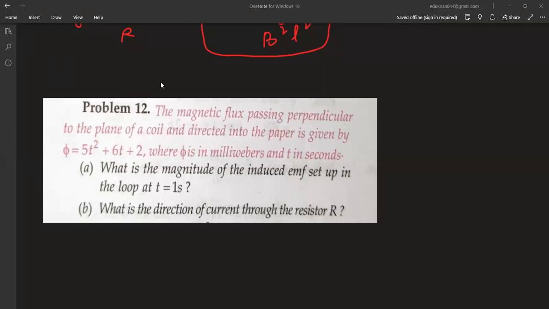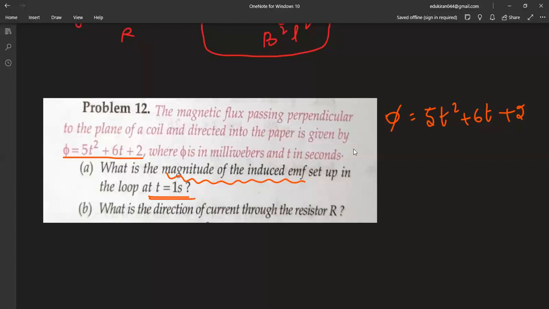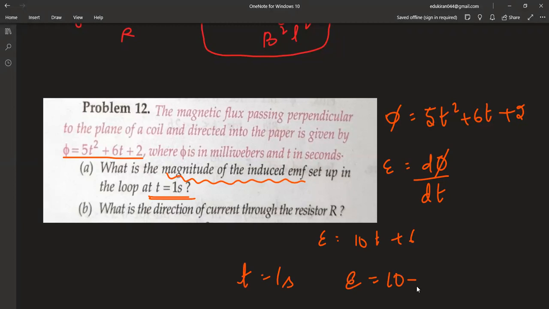Okay, see, this says that magnetic flux passing perpendicular to the plane of a coil directed into the paper is given by, this is the value of flux, phi is equal to 5t square plus 6t plus 2. You have to calculate the magnitude of induced EMF set up in the loop at t is equal to 1 second. So we have to differentiate this, right? E is equal to d phi over dt. So on differentiation, we will get 10t plus 6 plus 0, right? 10t plus 6. And what is the time? Time is given as 1 second. So E will be 10 plus 6, which is equal to 16 volt.